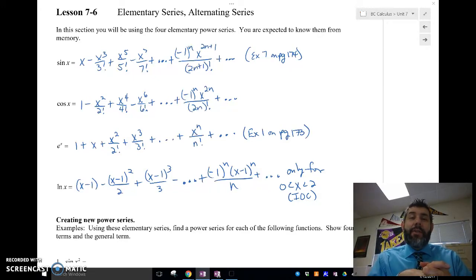We have taken a look at some of these as power series. So sine of x is equal to this power series that I have there. Cosine of x is that one. E to the x and ln of x. So go ahead and take some time. You might want to pause this video, write those out, and then start to memorize them. Use whatever tools you feel are necessary, some memory techniques. Maybe make a mind palace, something to memorize these four elementary series.